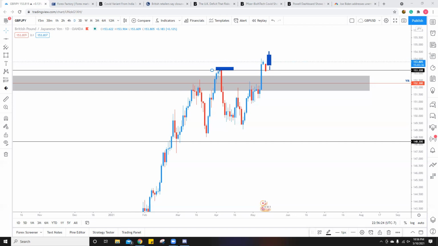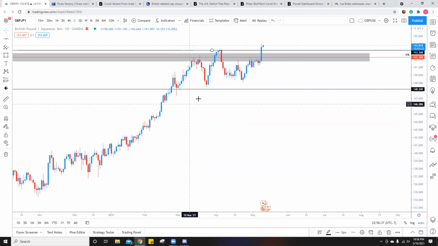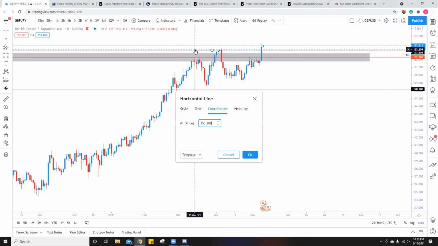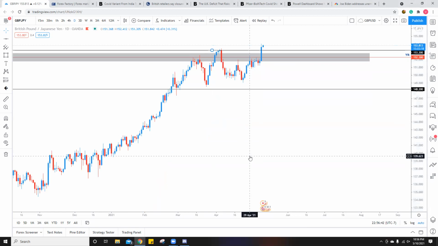And the reason for that is because price needs to correct this entire bullish move that it's made here. Make sense? Yeah. So I guess I'll leave that on, but that's going to be the 200 level.